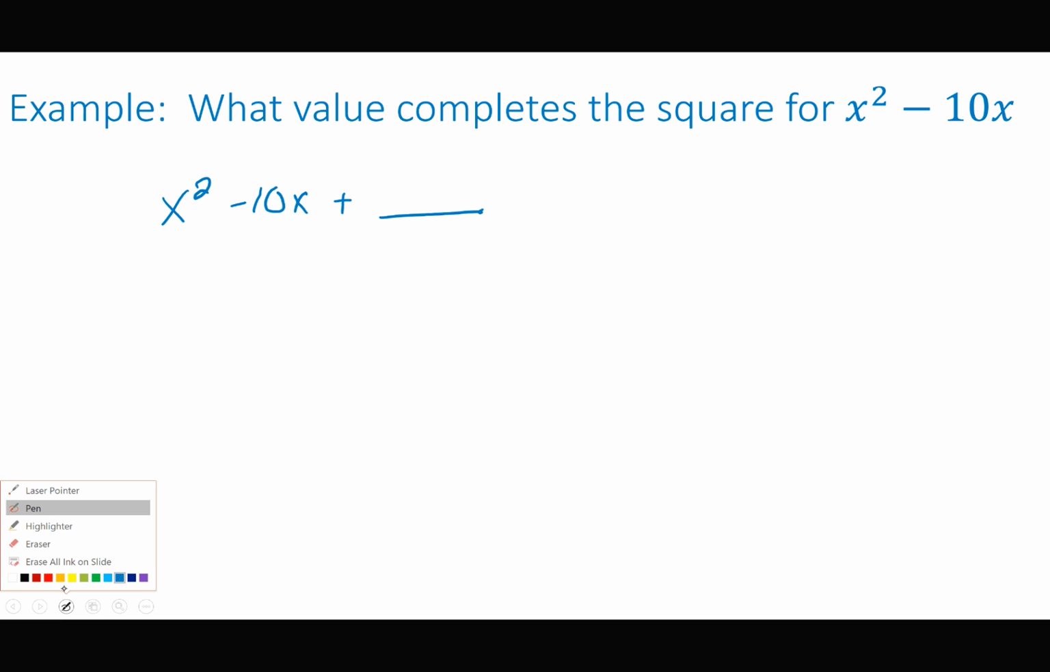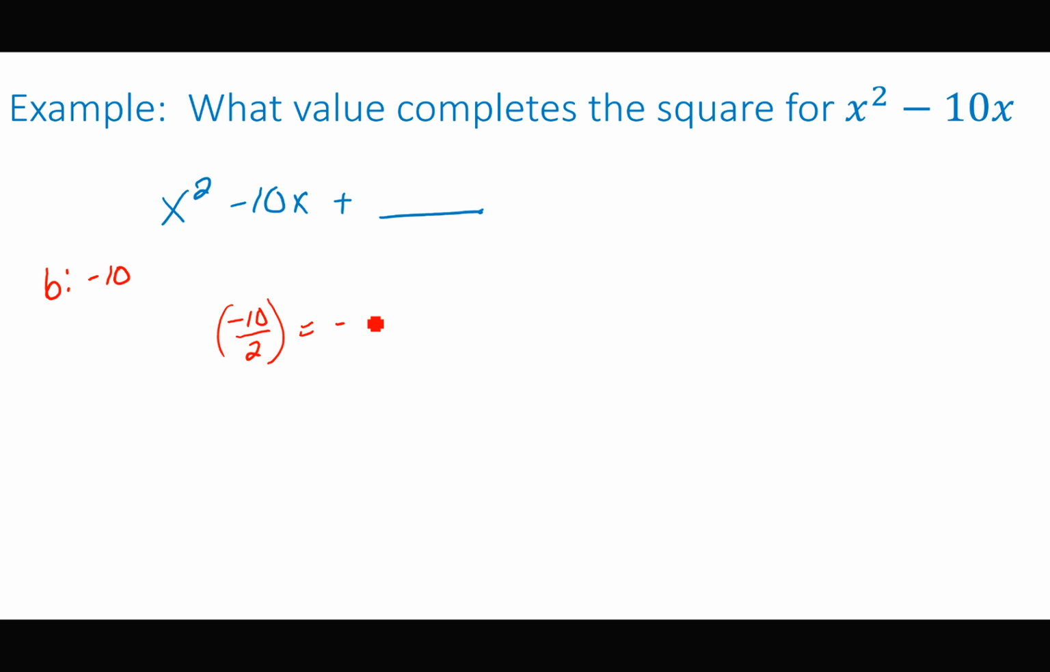All right, in order to do this, I could simply take half of my b value. So my b in this case is negative 10. So I'm going to take half of that, so negative 10 divided by 2. When I do that, I end up with a negative 5. Then I want to take negative 5 and square that to get a positive 25. That's what goes up here to complete my expression, which is a perfect square trinomial.